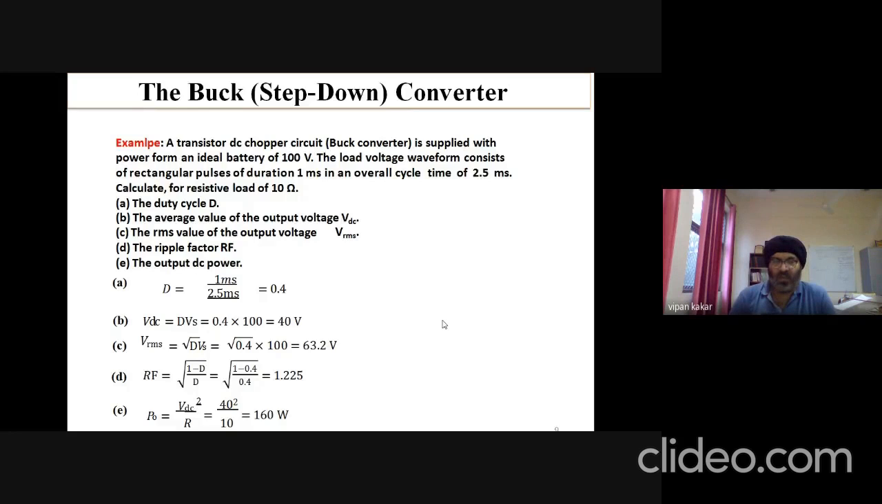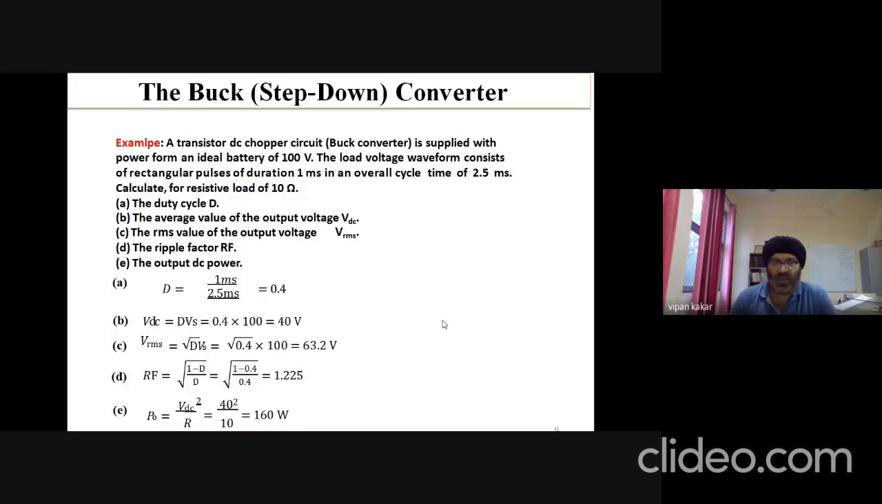Okay, so now we have the resistive load, and we need to calculate the duty cycle. We know the simple definition of duty cycle: turn on time divided by the total time period. Here the turn on time given is 1 millisecond, and the total time period, the overall cycle time, is 2.5 milliseconds. So the duty cycle is 40%, 0.4.